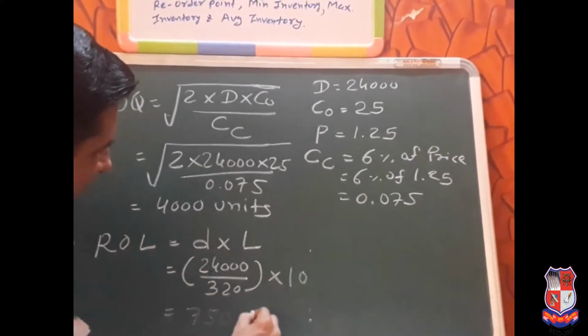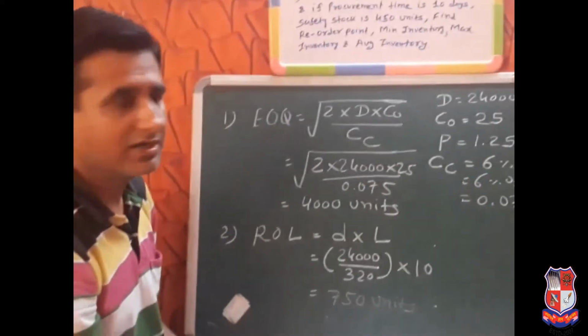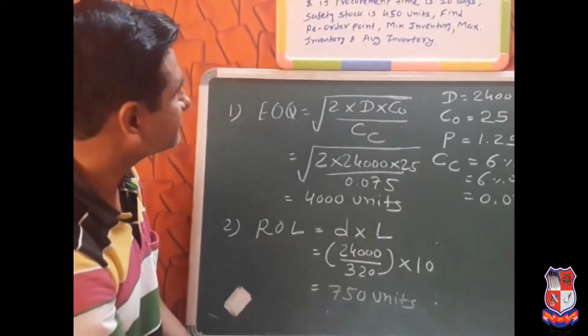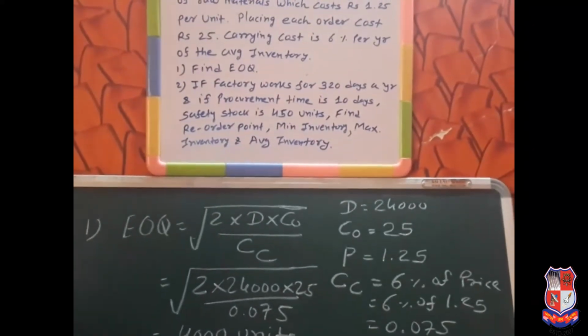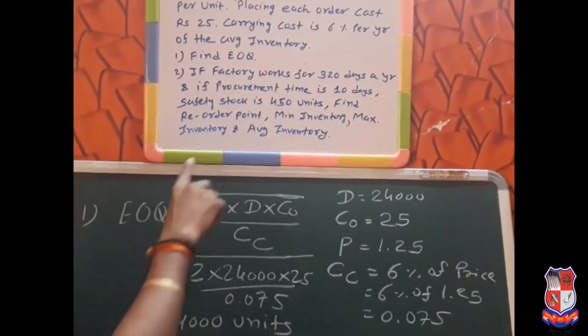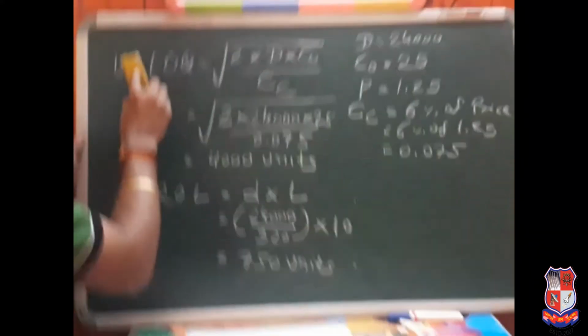750 units. So this is your ROL, meaning reorder level. So we have calculated the reorder level. Then we have to determine the minimum inventory, maximum inventory and the average inventory. Now let's calculate how.